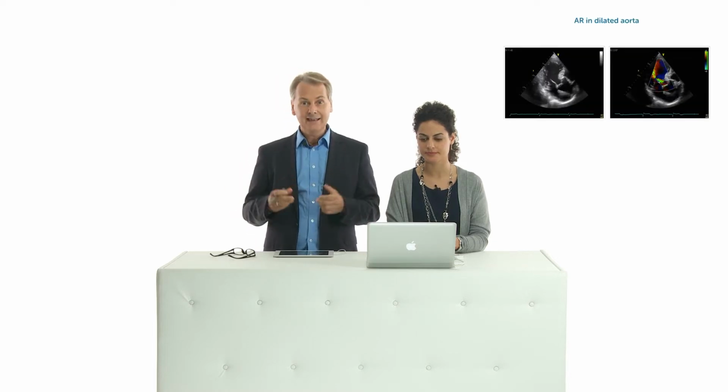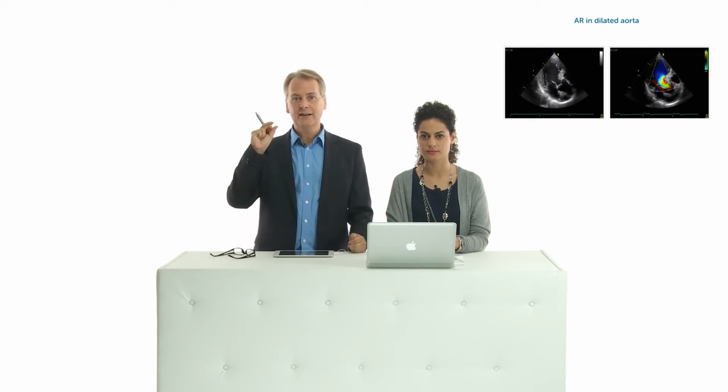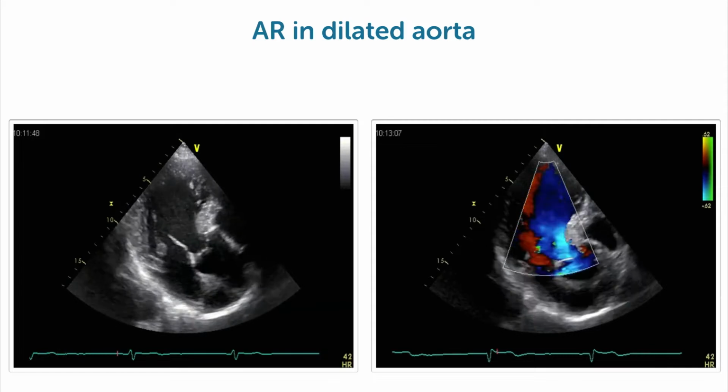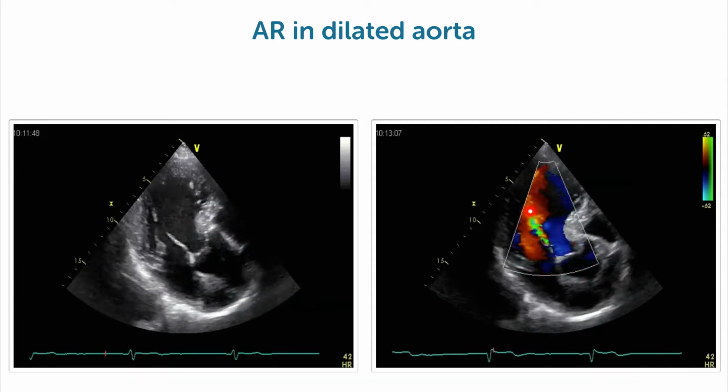Aortic regurgitation can also be caused if you have a problem of the aortic root. For example, here we have a dilated aortic root, and if that happens, the cusps of the aortic valve can kind of move to the side and you will get a central defect in the aortic valve. And this causes regurgitation where we typically have a rather central jet.